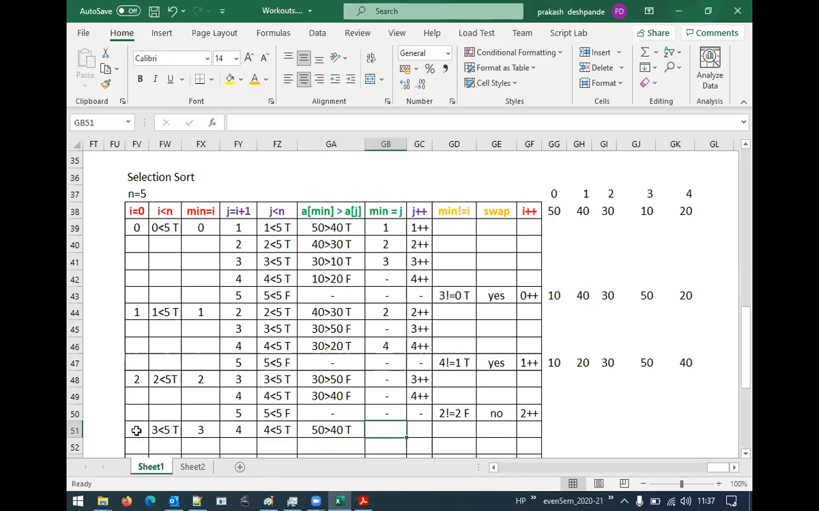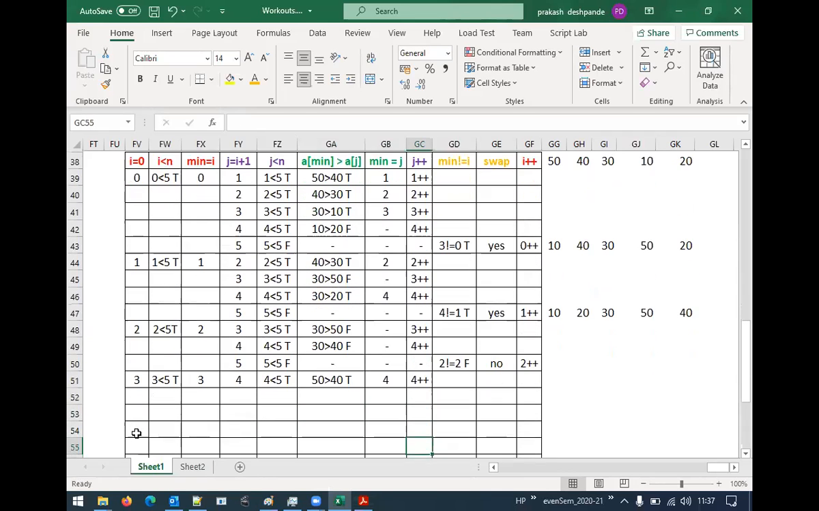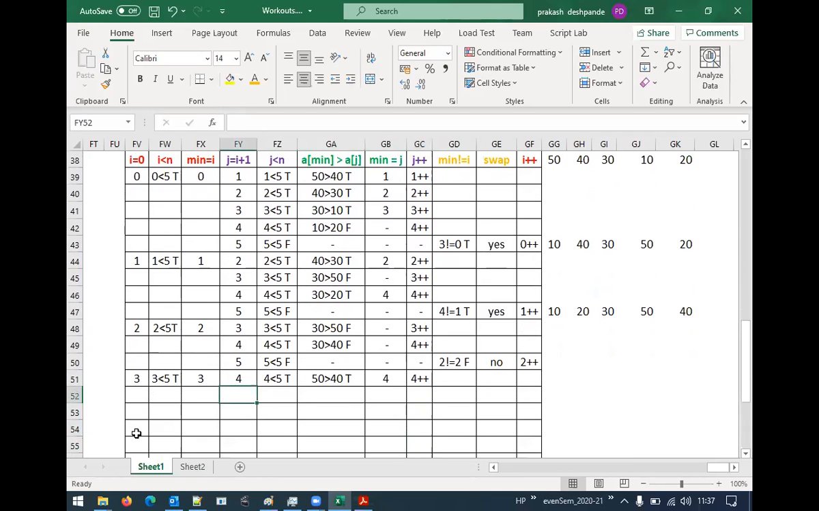So we update the minimum value. So minimum is there, which is on the J side. So min will get value as 4. Understood? Yes. Then next, J plus plus. So we get next value of J as 5. 5 less than 5. False. Skip this. Skip all these statements.